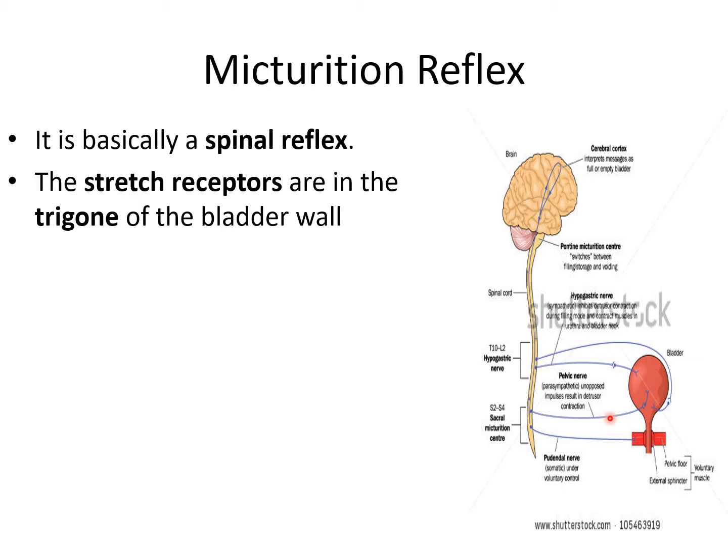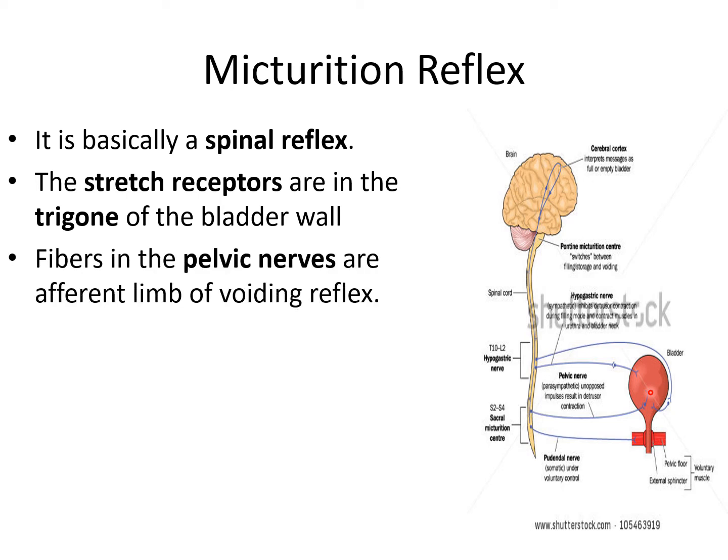For micturition, the receptors are the stretch receptors which are present in the trigone of the bladder wall. In the trigone area of the bladder, which is in the posterior wall of the bladder, there are stretch receptors present. When urine accumulates and fills the bladder, causing distension of the bladder, there is stimulation of the stretch receptors which initiate the reflex. So the receptor is the stretch receptor in the trigone of the bladder.